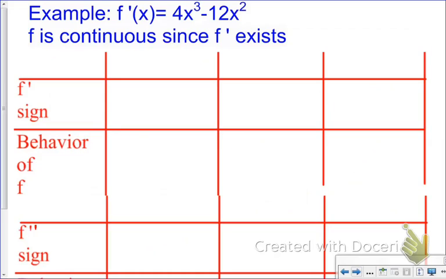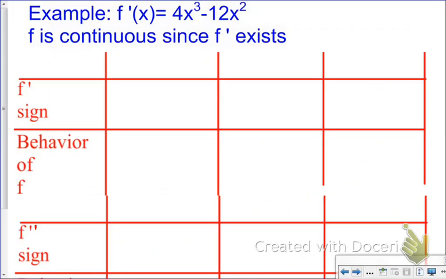All right, so let's do our ultimate problem, as I call it, and figure this all out. The first derivative is given. Not the function, just the first derivative. We need to figure out about the function. f is continuous since f prime exists. The first derivative is 4x cubed minus 12x squared. So now we need to figure out everything we can about the behavior of the function.